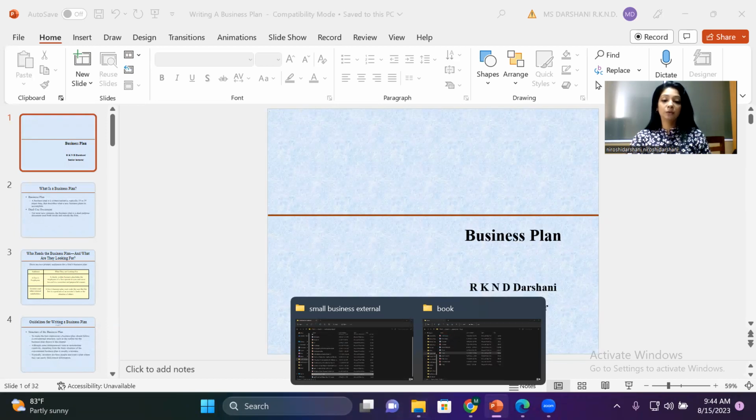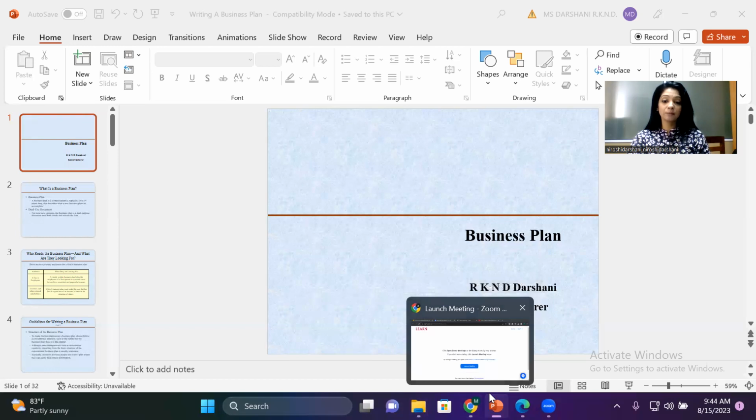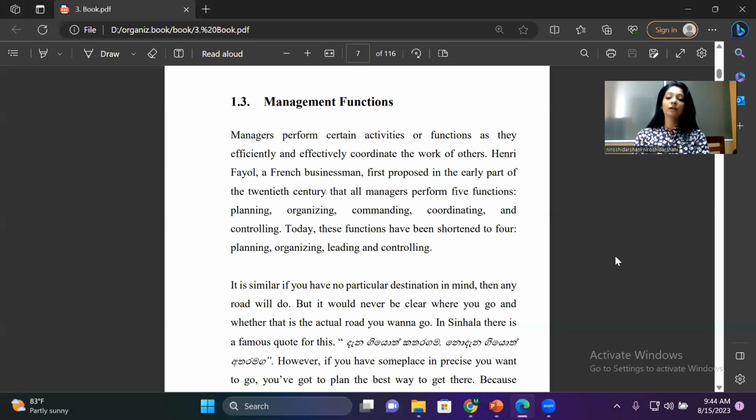So before moving into the business plan, let me bring you this one, management functions. As the last topic, we discussed what these management functions are, which apply to a small business. So when I give you a question, most probably I will ask you to think that you are a yogurt manufacturer, a book manufacturer, or a garment manufacturer, and imagine how you would be doing these management functions.